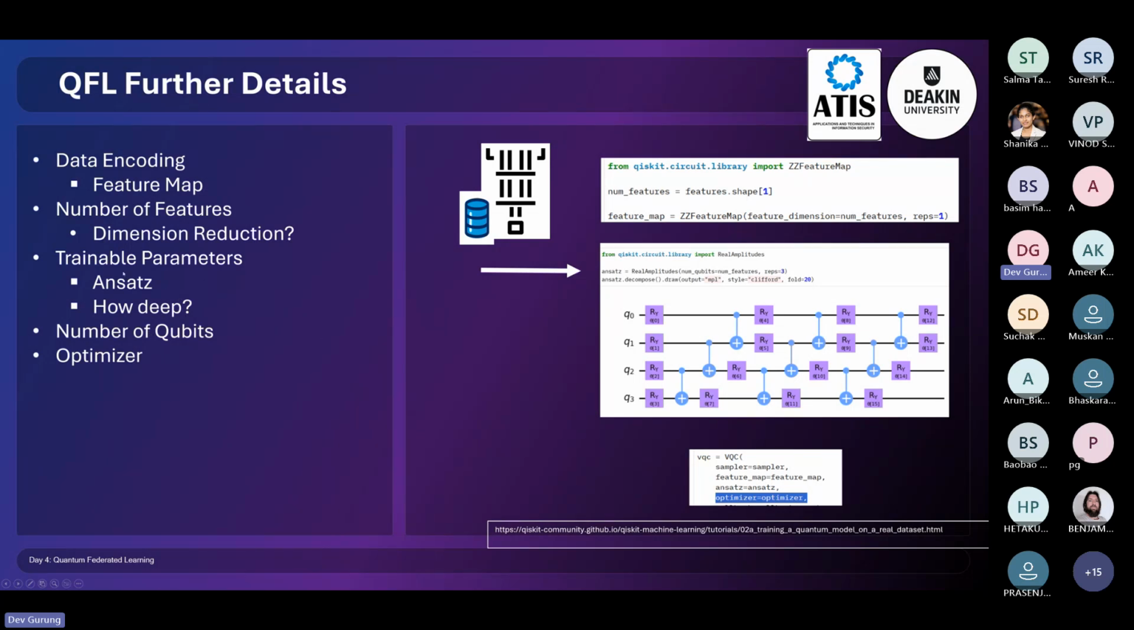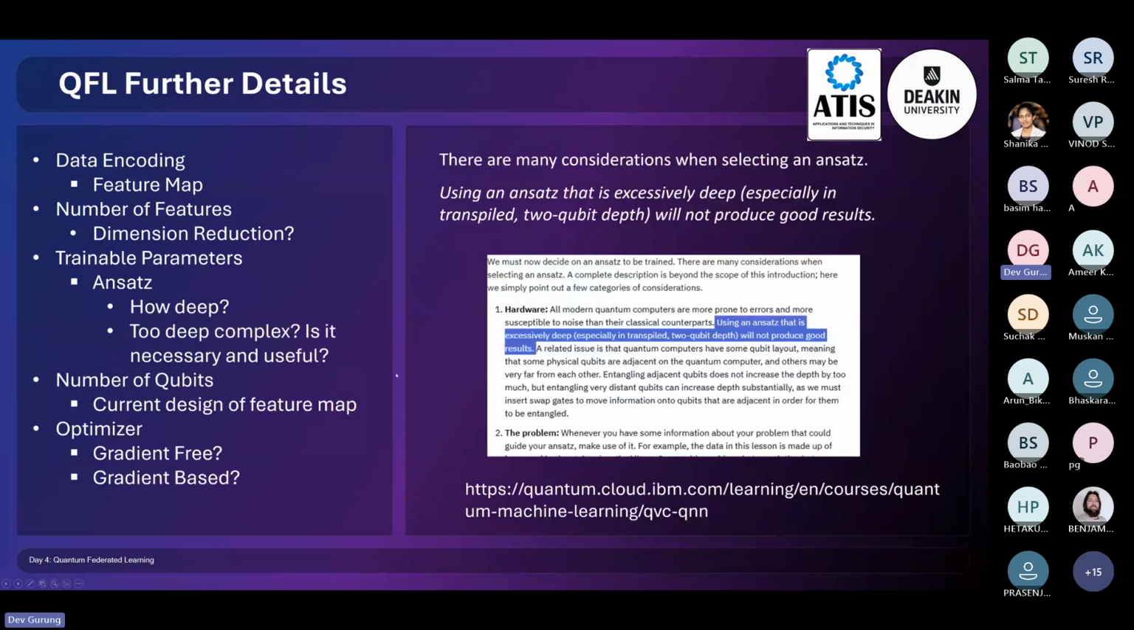One of the interesting things, I think, is how deep the ansatz should be, right? The official documentation says excessively deep might also not produce good results. So you see, there are so many trade-offs, so many parameters we have to be careful about to get a reliable result. Okay, so dimension reduction, feature mapping, data encoding, what are we going to choose, how deep should our quantum neural network be, and the number of qubits.